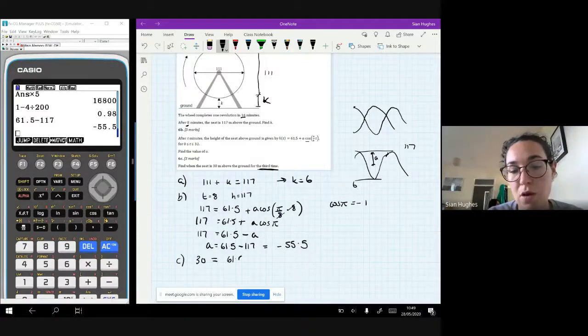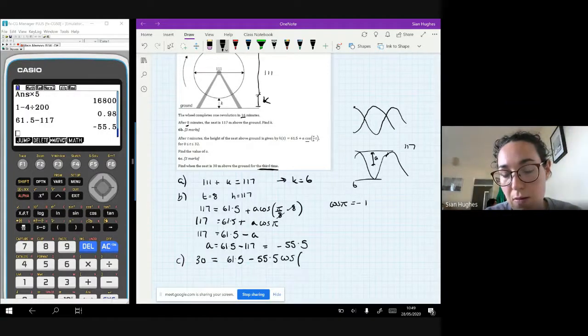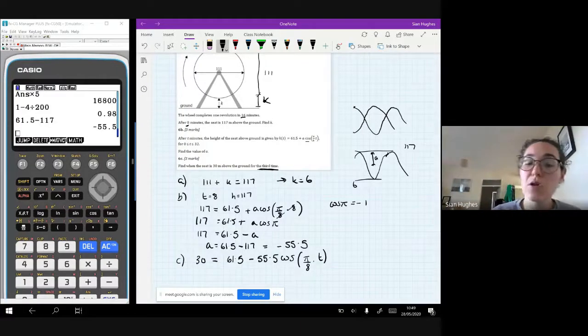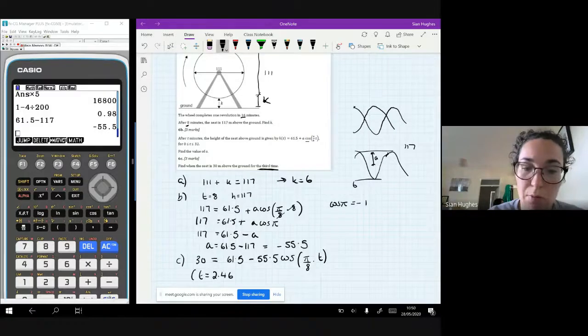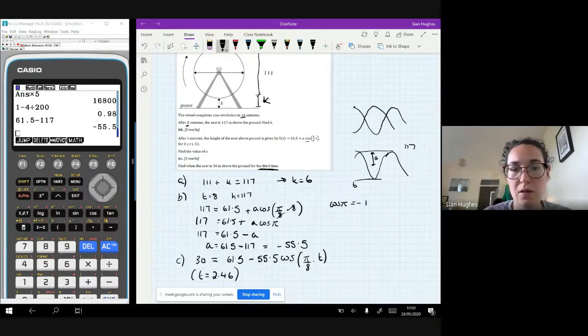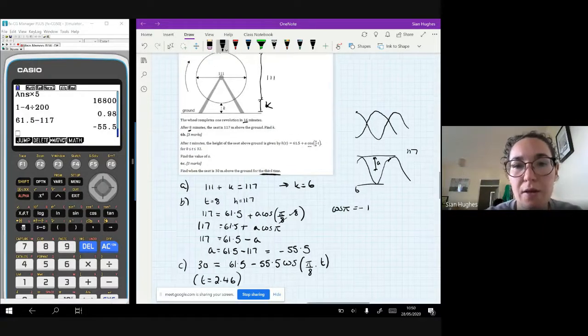And we now know our equation is this. And we could solve that directly using Solver, and you will get a number. You'll get t as 2.46. But that will only tell you the first time you hit a height of 30.